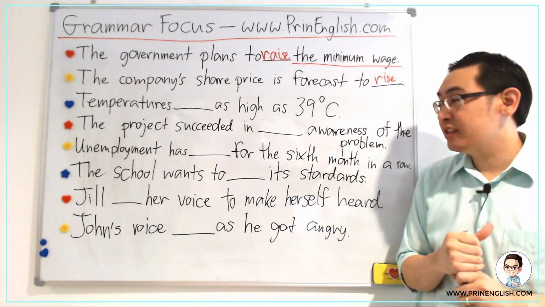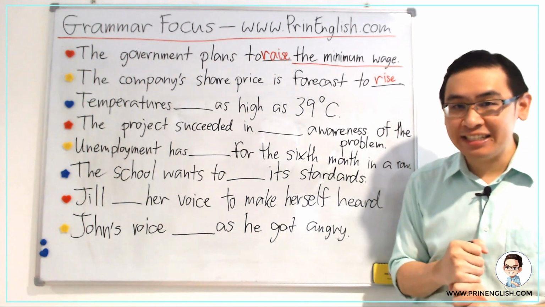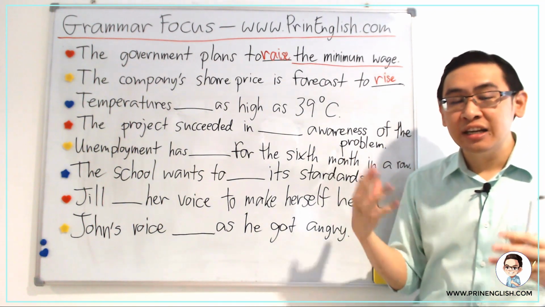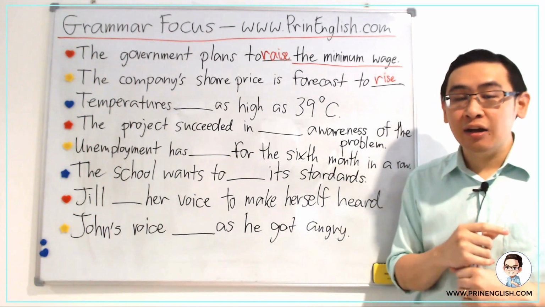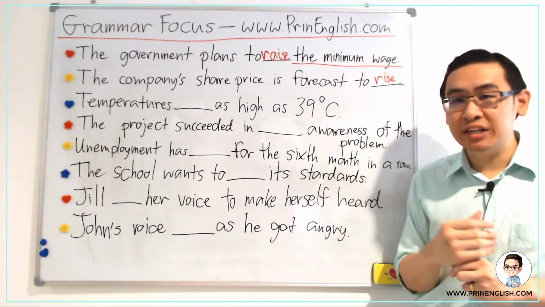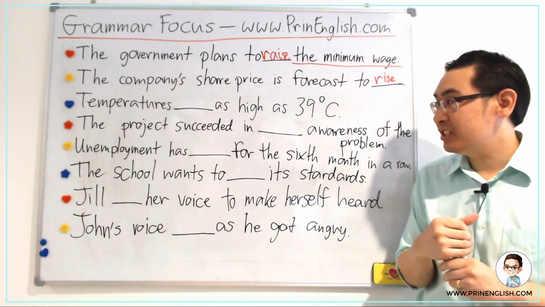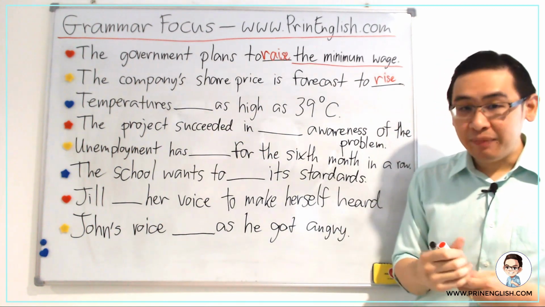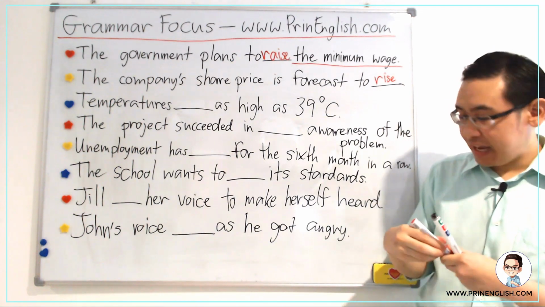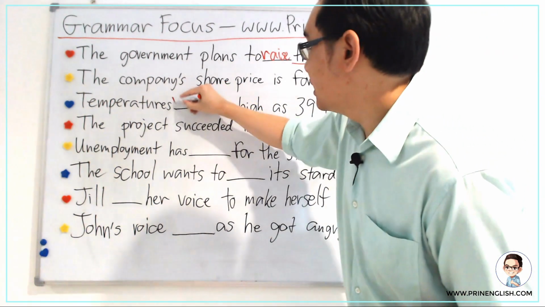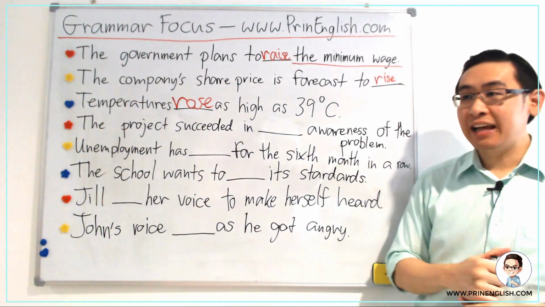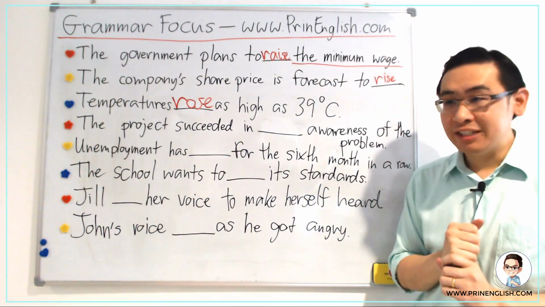Temperatures ... as high as 39 degrees Celsius. So this sentence is to show that the temperatures maybe in an area are quite high because 39 degrees Celsius is hot. Alright, so what's the best word? Rise or raise? The best answer in this case, one answer is rose. Okay, so the temperatures rose, that's the past of rise, right?